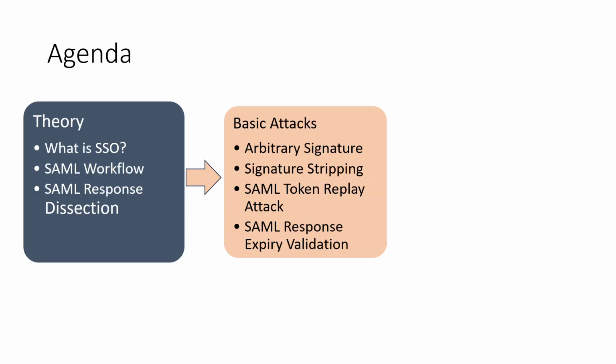Under the basic attack section, we will be talking about arbitrary signature, in which we will see the SAML response that we usually get from the identity provider. We will see the signature part in that SAML response, and we will try to modify some of the bits or characters in the signature part, and then forward this request to the service provider and see how it behaves. If it is accepting those signatures as valid signatures, then it will come under the category of arbitrary signature attack or arbitrary signature vulnerability.